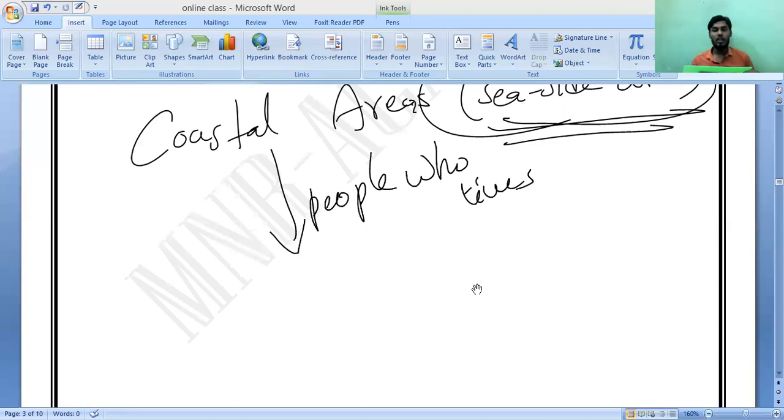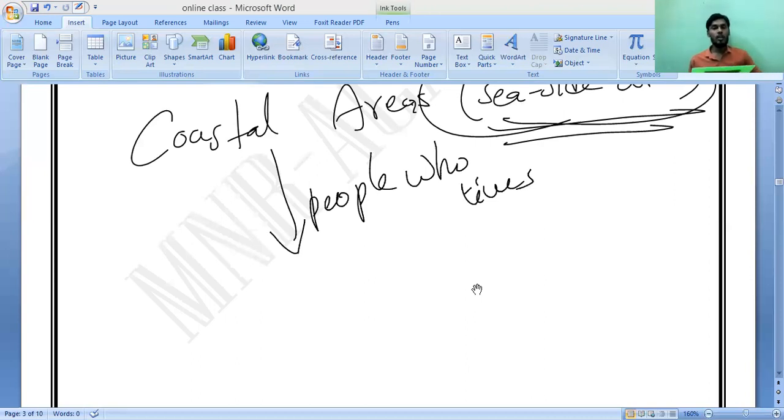Correct? Land breeze and sea breeze are based on the transfer of heat in air by convection currents. That is natural convection currents. Do you understand, Hari? Natural convection current. Examples are sea breeze and land breeze.